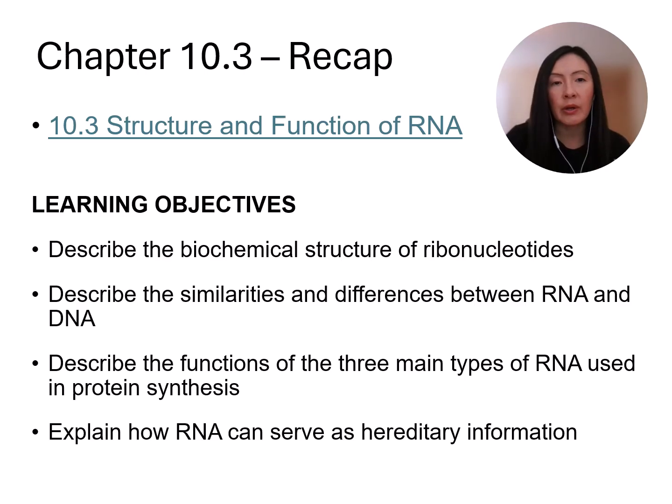For the last one, how RNA can serve as hereditary information, certain viruses, RNA viruses, store their genetic material as RNA instead of DNA. And RNA, we saw before, can be replicated directly by RNA-dependent RNA polymerase, and it can also be converted backwards to DNA through that enzyme reverse transcriptase. RNA genomes still carry complete genetic information for building new viruses, and it really demonstrates that DNA is not the only possible molecule of heredity.